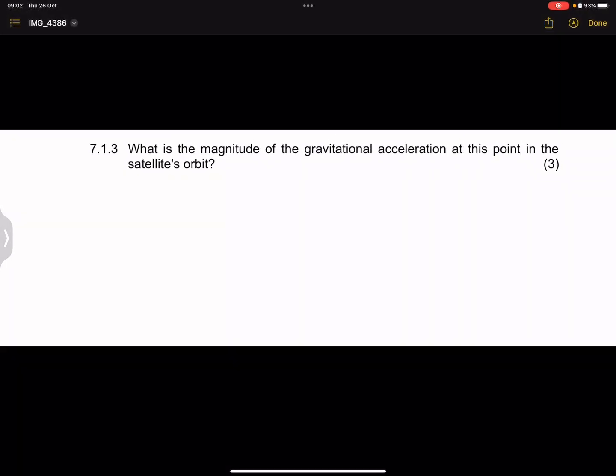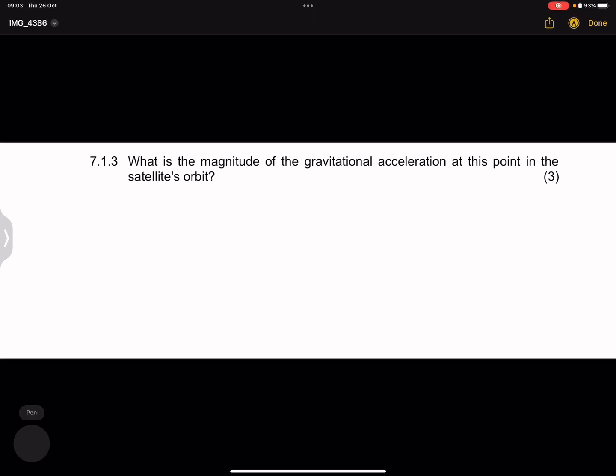Now they say to us, what is the magnitude of the gravitational acceleration at this point in the satellite's orbit? Now remember, when we want to find the gravitational acceleration, this is going to be g multiplied by m over, remember that our distance, we said it's the radius of the earth plus that height h, and this would be squared.